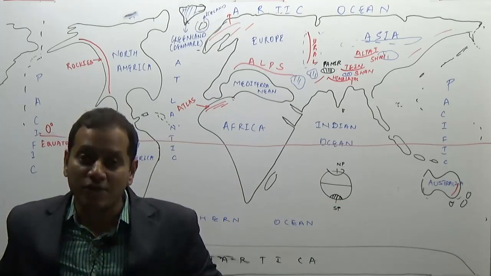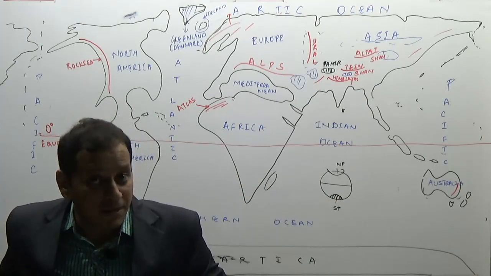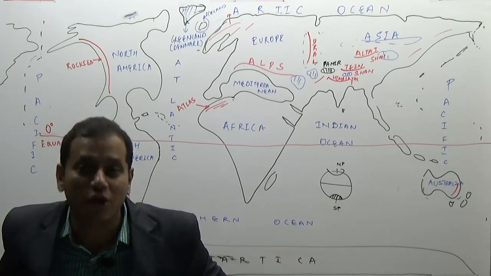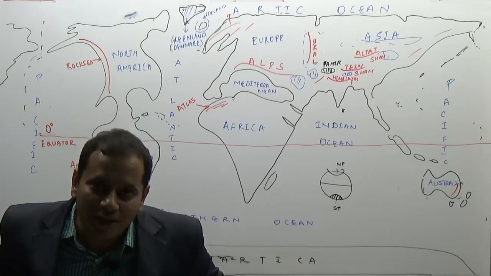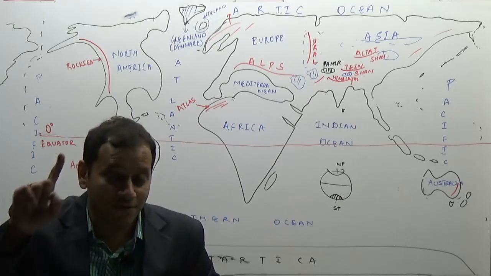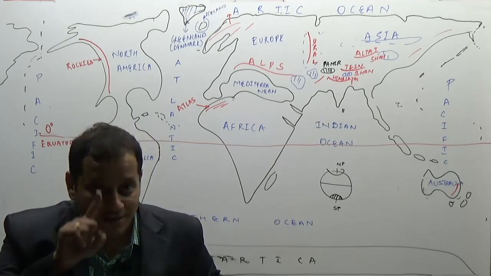There is a dominance of land in the northern hemisphere, but presence of oceans in the north pole. There is a dominance of water in the southern hemisphere, but the presence of land in the form of Antarctica at the southern pole.